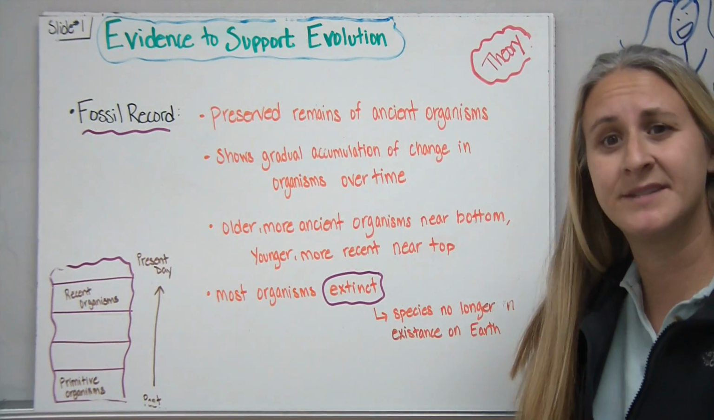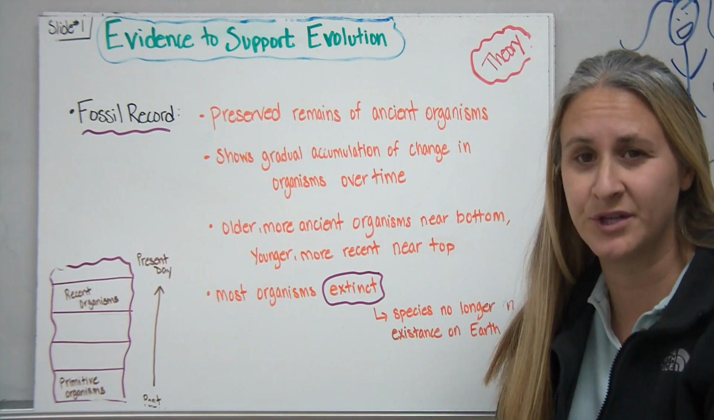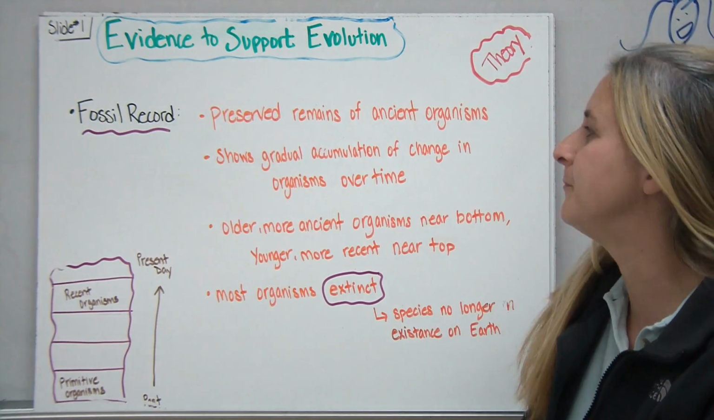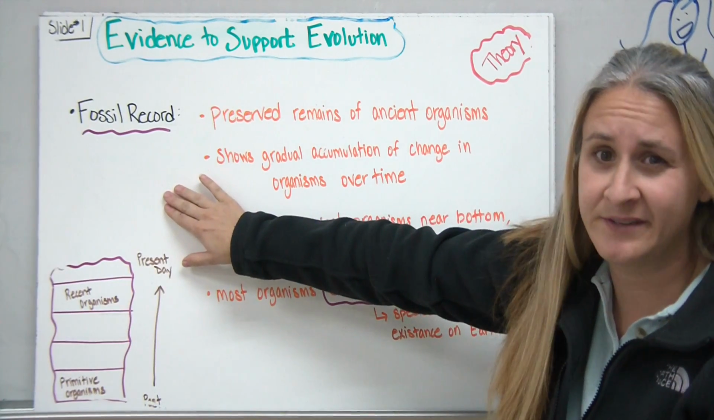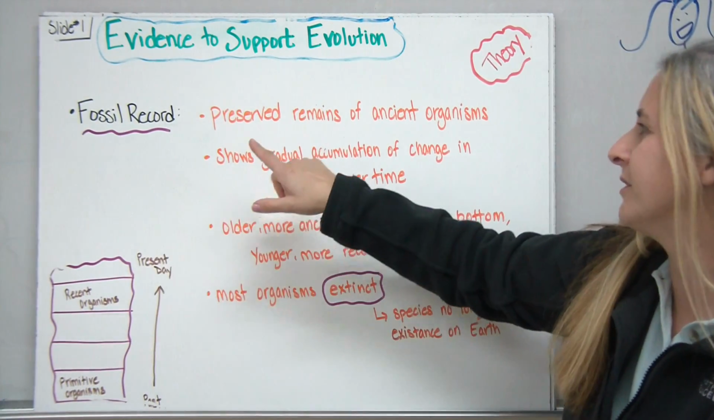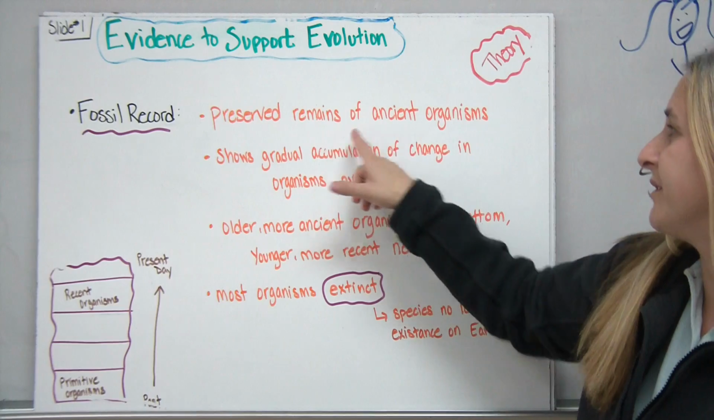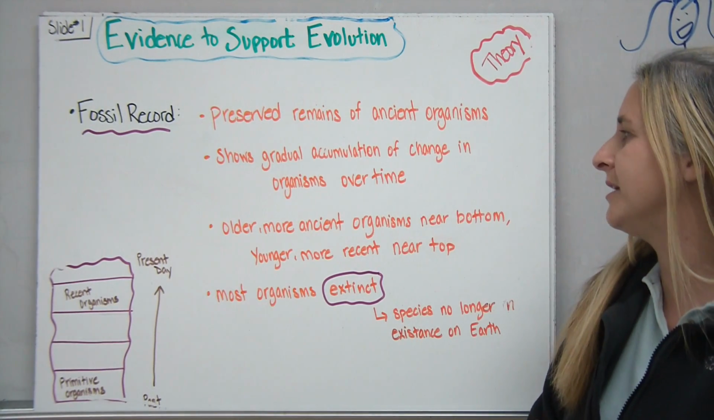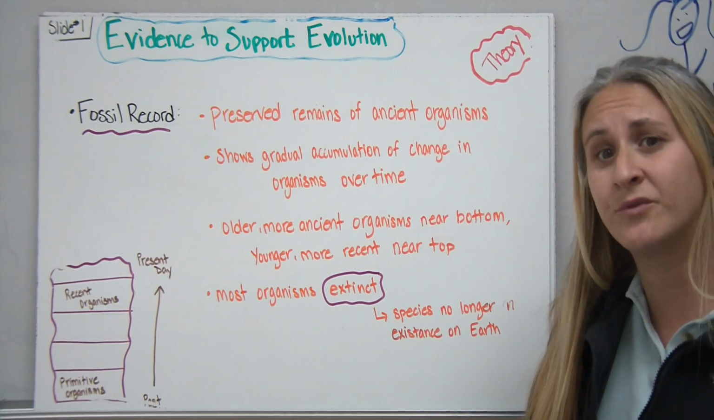There's many different ways to help to support the theory of evolution. We tend to use a lot of evidence. So remember, scientists are pretty concrete people. One of the types of evidence that we use is the fossil record. The fossil record gives us preserved remains of ancient organisms. It shows a gradual accumulation of changes in organisms over time.